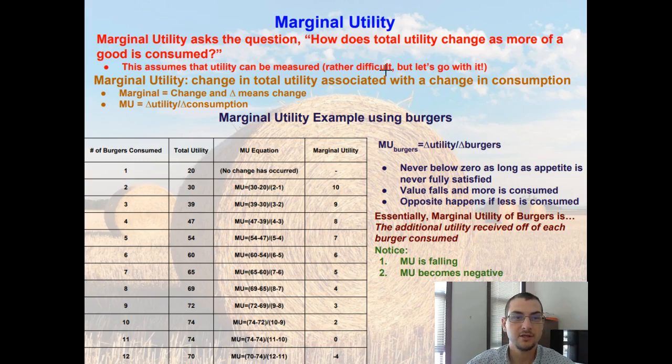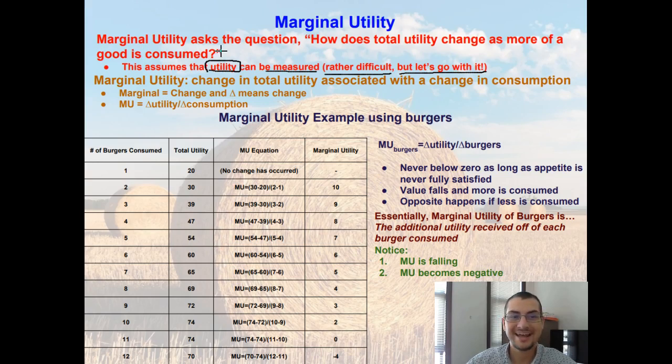Well, now we're going to bring in a new concept called marginal utility. Marginal utility is pretty important. Marginal utility will ask the question, how does total utility change as more of a good is consumed? Basically, this is going to be assuming that utility can be measured. Now, we understand that there's no such thing as a util. It's very difficult to measure a util because, let's face it, humans are all different, and how can you really measure satisfaction? But we're going to just go ahead and go with it for these conceptual ideas.